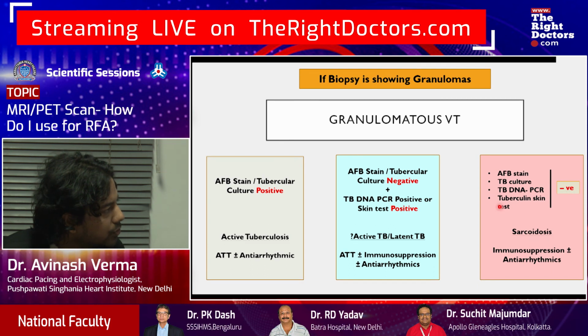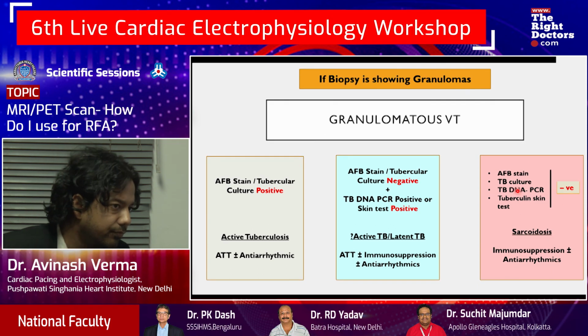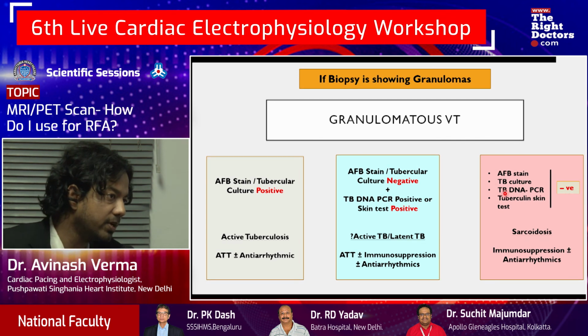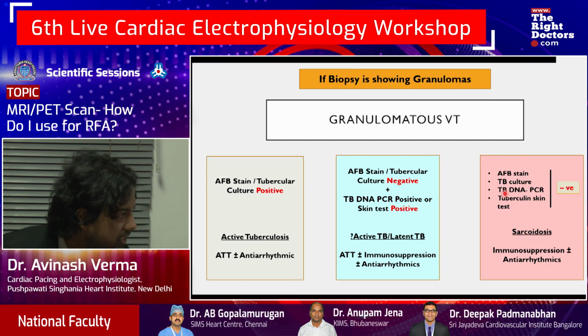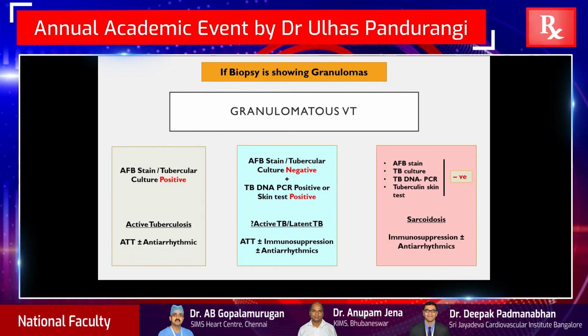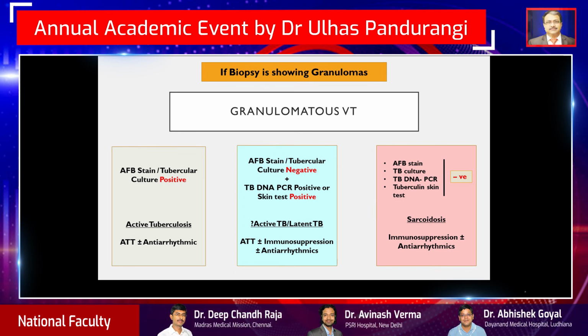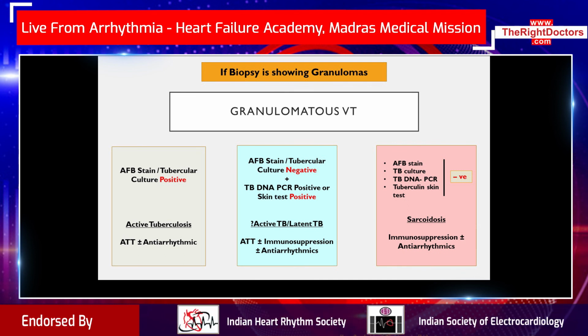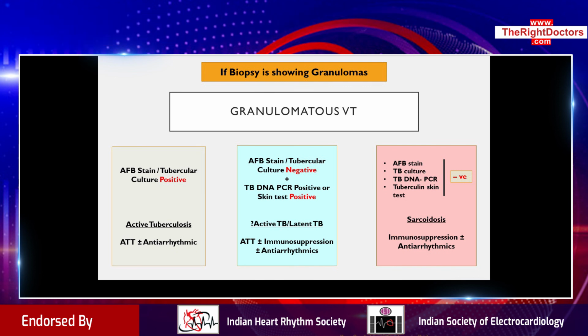Most important thing is, recently, 2-3 days back, we had a case. She's granulomatous. She had a VT with pericardial effusion. We did an MRI. There were some areas of inflammation, but everything regarding TB was negative: AFB stain, TB culture, TB DNA PCR, tuberculin test, the pericardial tap, everything negative. So this is a case which classifies as sarcoid. So for sarcoid, you need immunosuppression.